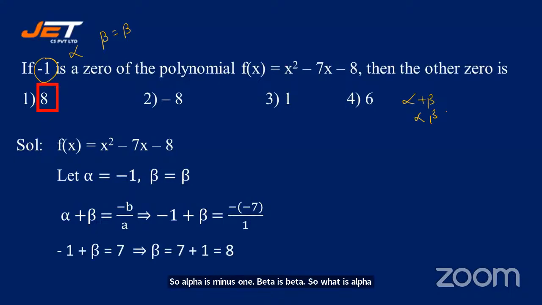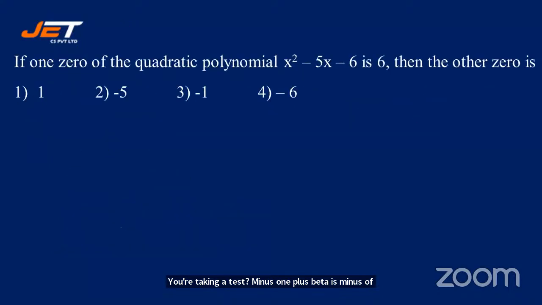You're taking it as minus 1 plus beta is minus of minus 7. That is 7. With this, you're finding out the value of beta as 8. All right. Yes. See the next question.